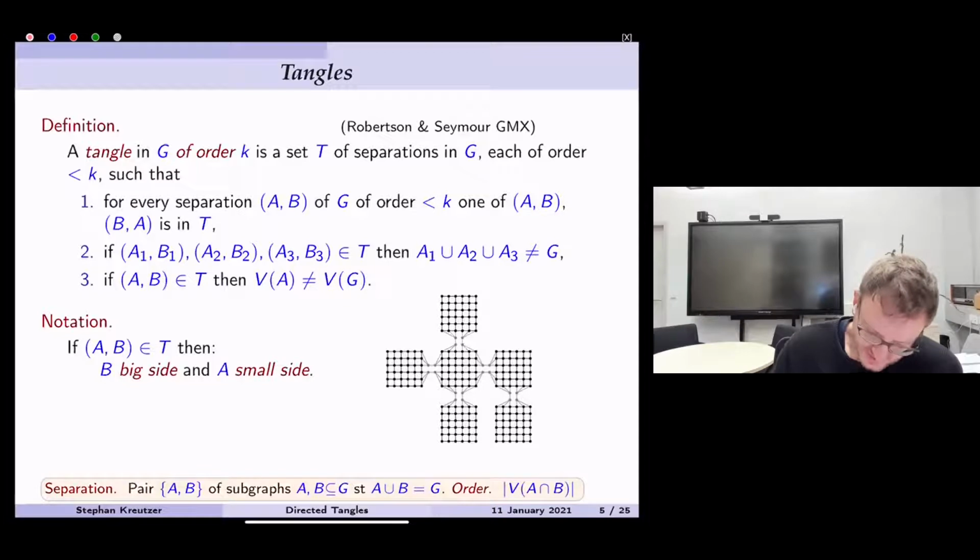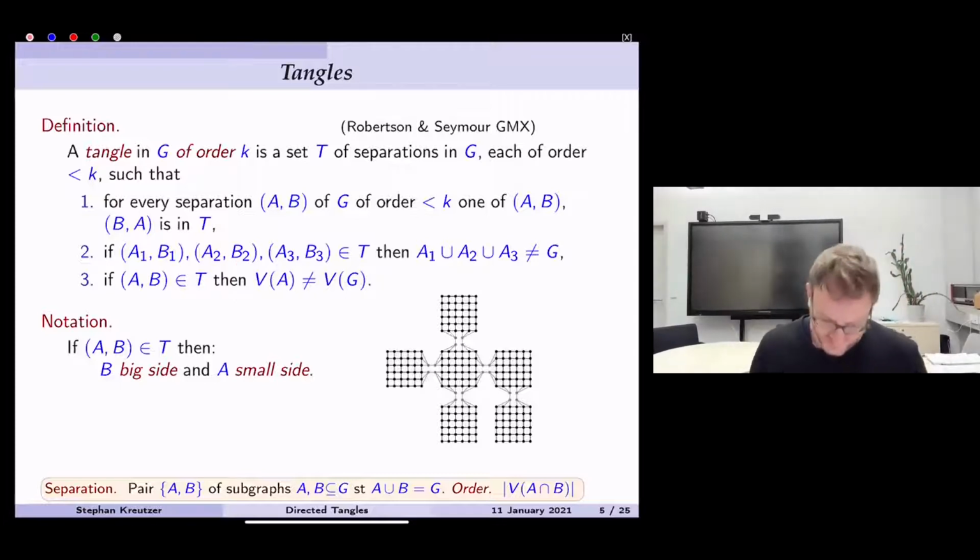Yeah. And here, by the way, separations are subgraphs. So the union here really is the union of subgraphs. And the last condition is that if you have any separation AB in our tangle, then we don't want A to contain all vertices. You think this follows from the second condition, but it doesn't really, because these are subgraphs, and so it could be that A has all vertices, and there's just a single edge that sits on the B side of it. And so we have this extra condition here.